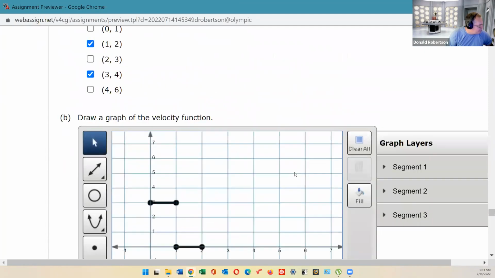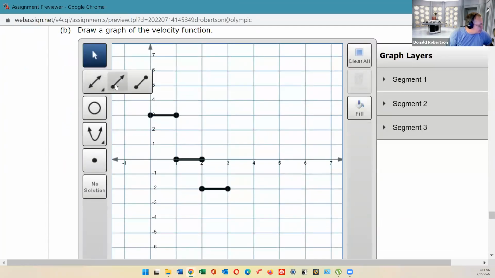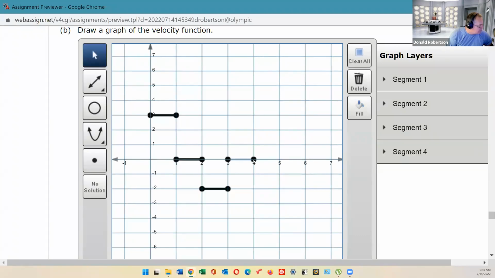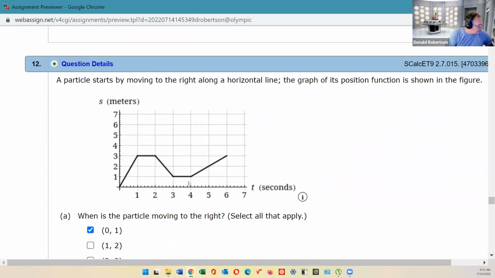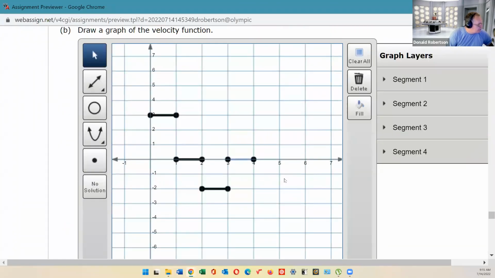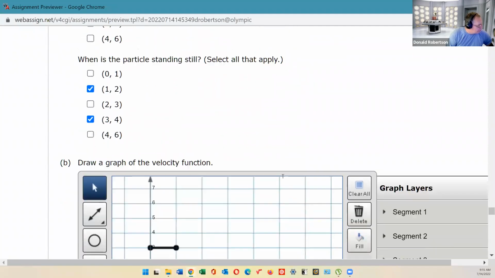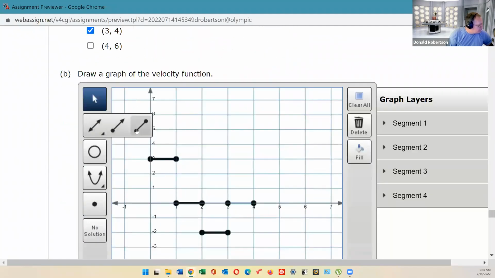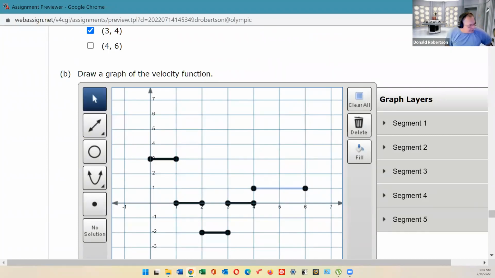Couple more to do and this guy's over. From 3 to 4, it was 0. So from 3 seconds to 4 seconds, it was stationary again. And then for the last 2 seconds, from 4 to 6, it was going to the right. So what would that be? 2 by 2. So that's rise of 2, run of 2, that's a 1. And so for 4 to 6, it would be that guy. So if you've never done physics, do you feel comfortable that you should be able to do something like that?